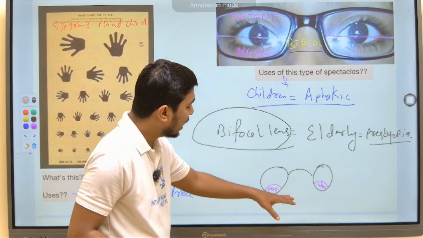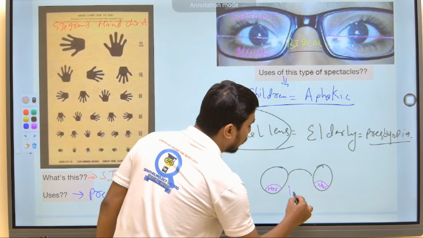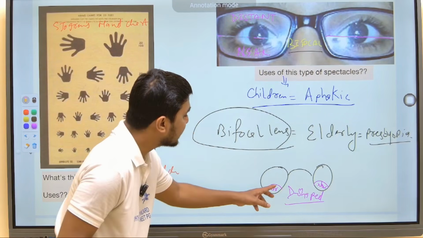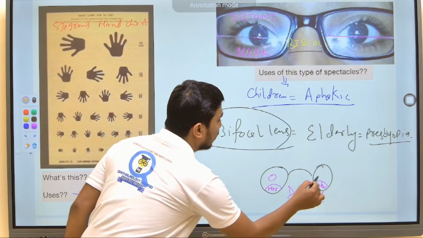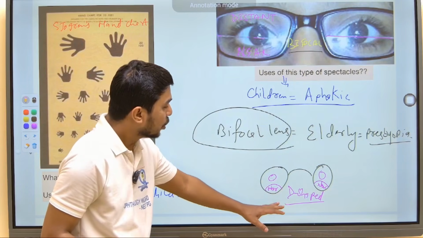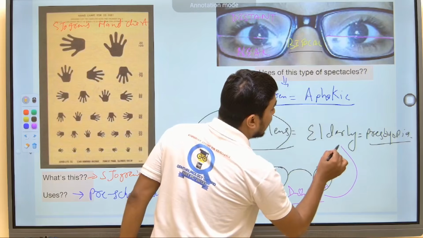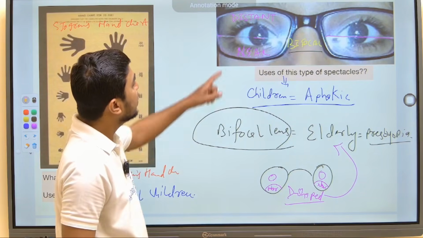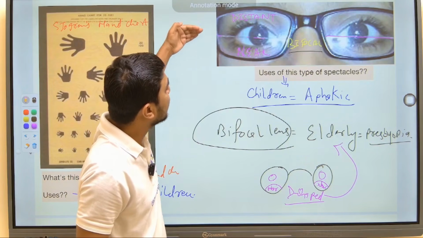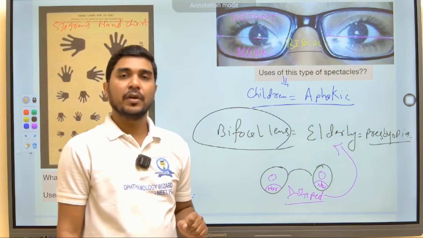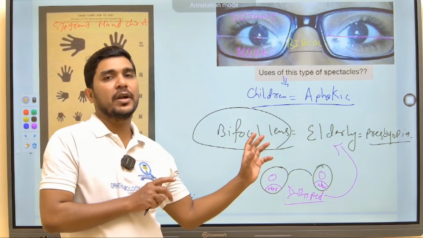In this bifocal lens, this is D-shaped bifocal lens. This is D-shaped. And this is not bisecting the pupil. Pupil is here. Okay. So D-shaped bifocal lens is used in elderly. And this bifocal lens where this is bisecting the pupil, it is used in children. So this is very important to understand.